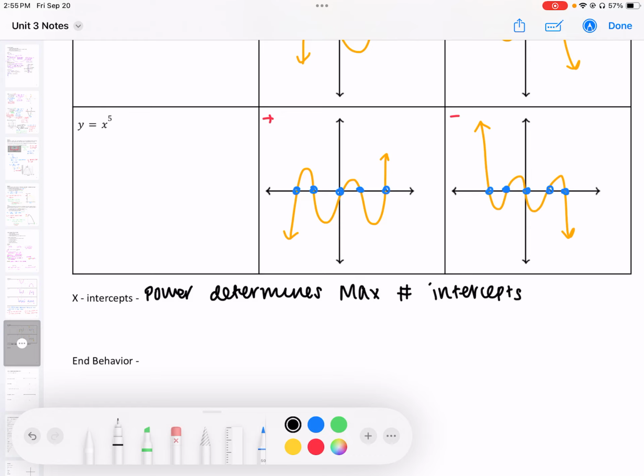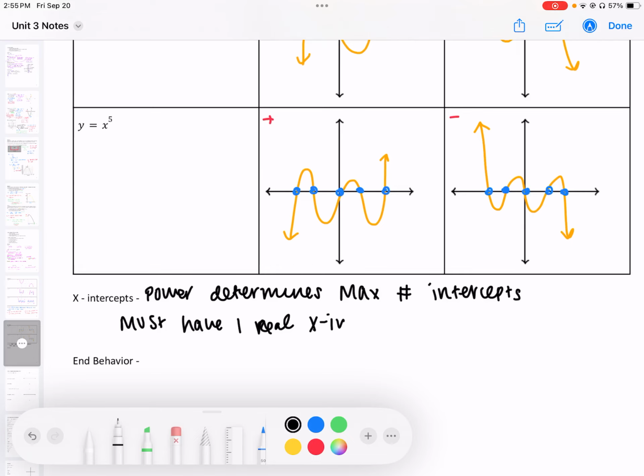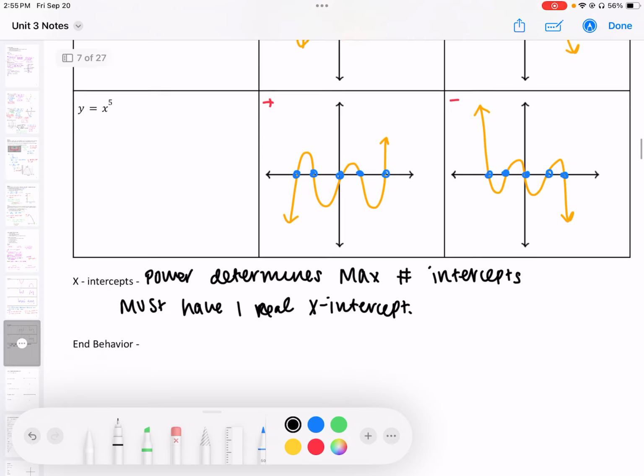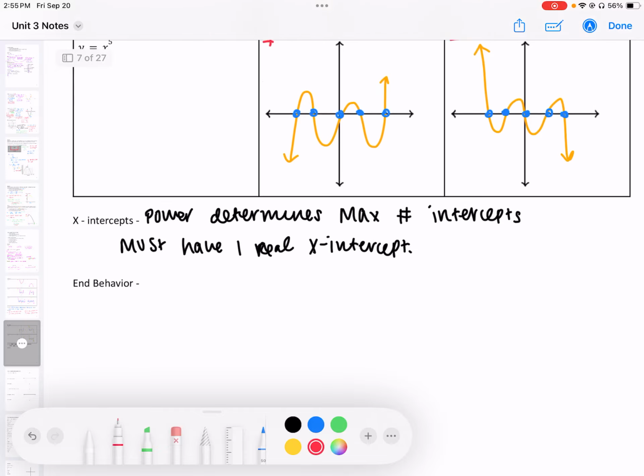However, these must have a minimum of 1 real x-intercept. Okay? Because eventually, since they are moving in opposite directions, it does have to cross the x-axis eventually. So let's do our end behavior.